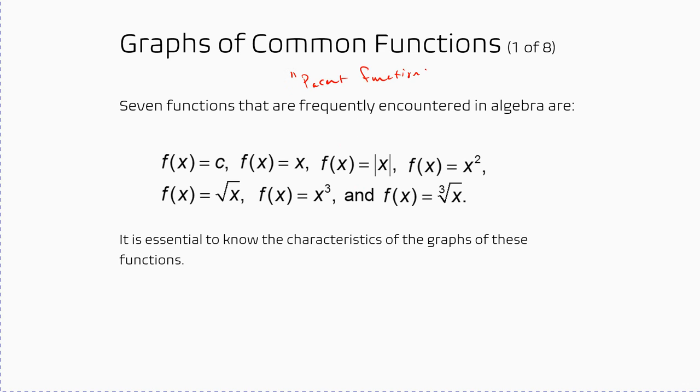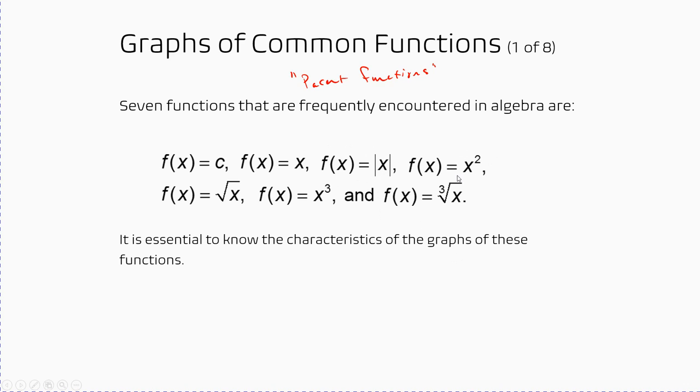Over this lecture and another lecture after this one, I'm going to break this into two video lectures, and I'm going to show you and talk about the graph of these 7 parent functions. The first one is the constant function, f of x is equal to some constant c. F of x is equal to x is called the identity function. F of x is equal to the absolute value of x, that's the absolute value function.